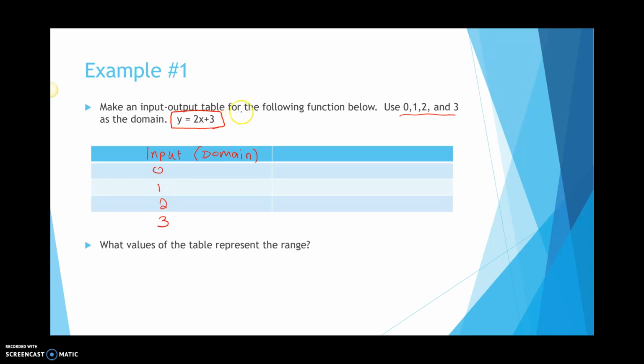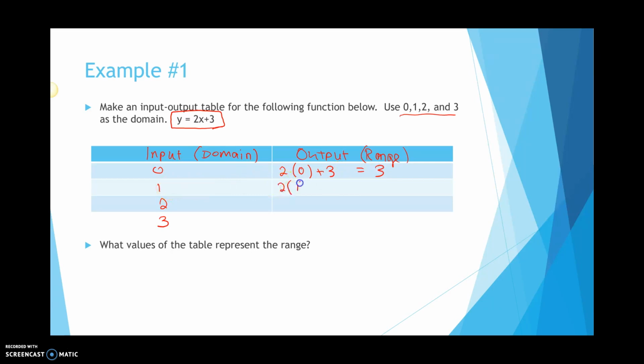Now what we have to do is use this function here to find our output values, which is our range values. So what we're going to do to solve this is we're going to use this formula, 2x plus 3 equals y. We're going to substitute our input values, 0, 1, 2, 3, for x to find our y, our output. So here we have 2 times 0 plus 3. 0 plus 3 is going to give me an answer of 3.